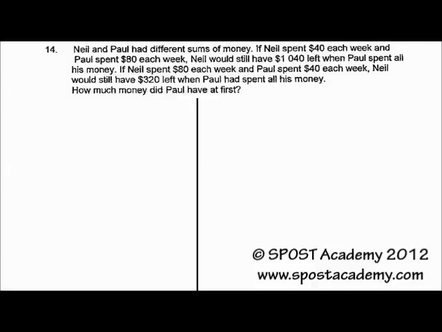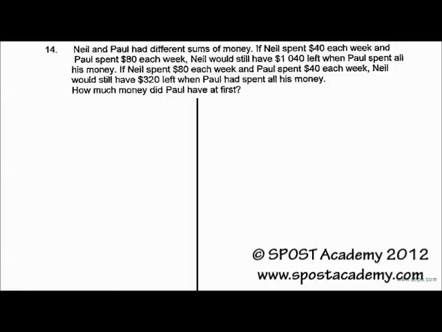Neil and Paul had different sums of money. If Neil spent $40 each week and Paul spent $80 each week, Neil would still have $1,040 left when Paul spent all his money. If Neil spent $80 each week and Paul spent $40 each week, Neil would still have $320 left when Paul had spent all his money. How much money did Paul have at first?